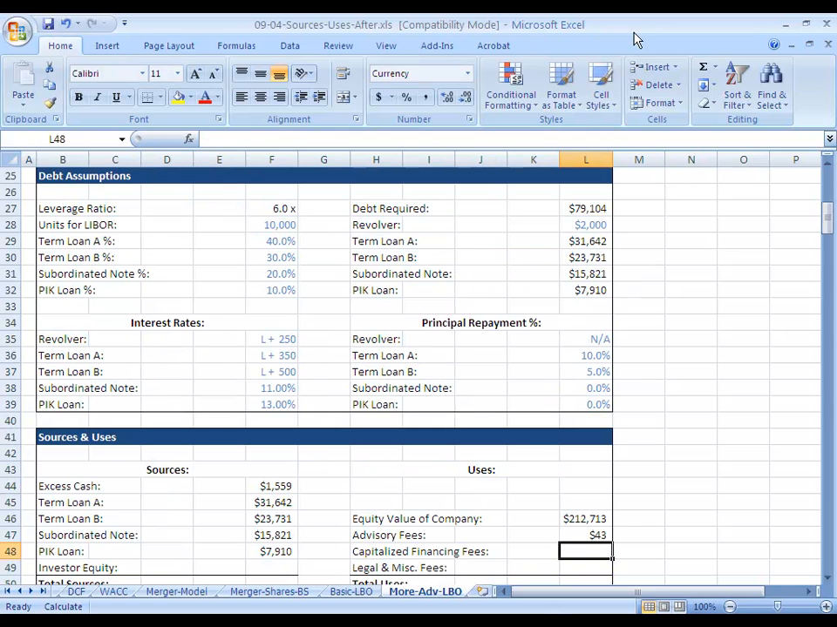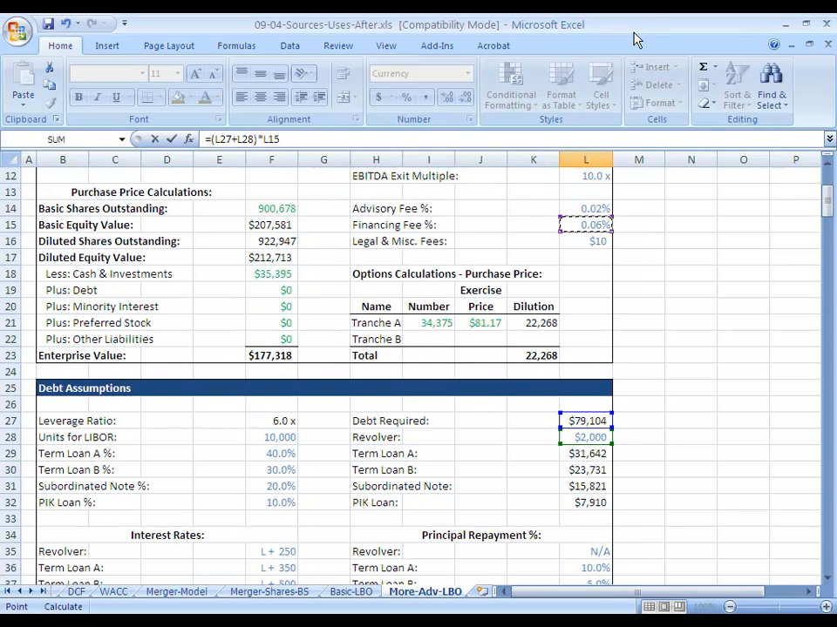Now for the financing fees, what I'm going to do is take our 79 billion of debt required plus the revolver, because we want to include the entire potential debt balance. Even though the revolver is not drawn yet, it still costs something to go out and raise the money from banks, so we want to include this in our financing fee calculation as well. So we'll take both those numbers and multiply by the 0.06%.